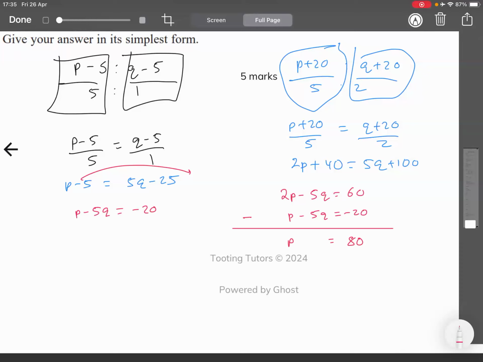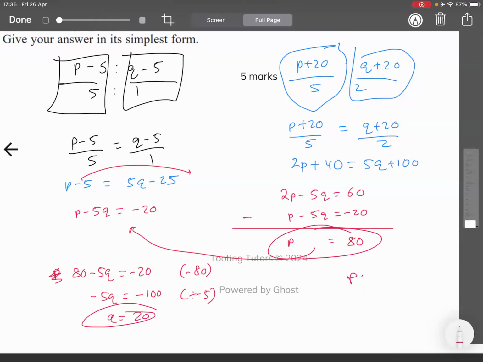How do I work out q in simultaneous equations after I get p? You put that number into any of the equations. So let's pop it into this one. I get 80 minus 5q equals minus 20. minus 5q equals minus 100. And then what do I do with the minus 5? You divide it into 100. So the ratio of p to q is 80 to 20, which can be simplified by 40 into 8 to 2, which can be simplified to 4 to 1.